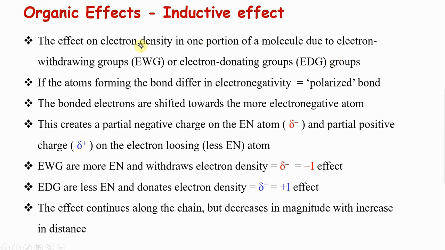Basically inductive effect is an effect on electron density in one portion of the molecule. So in a molecule, for example, if there is a carbon and a group Z, what is the effect on the electron density of carbon by this Z?